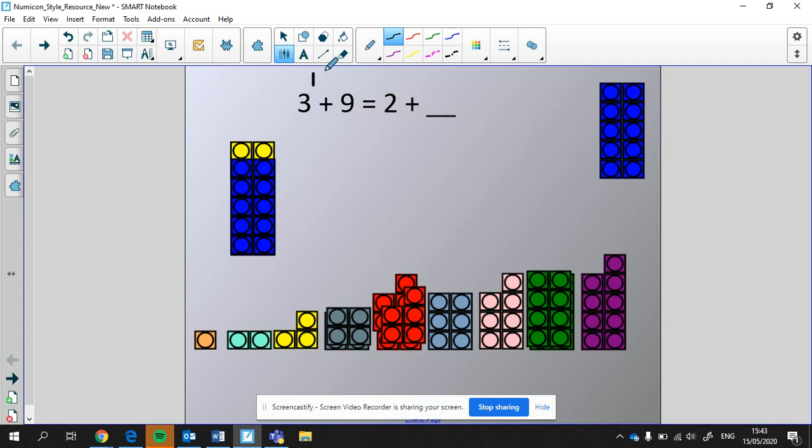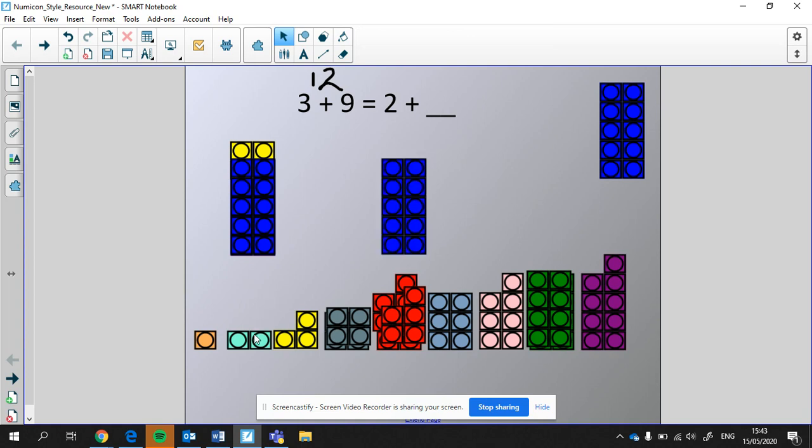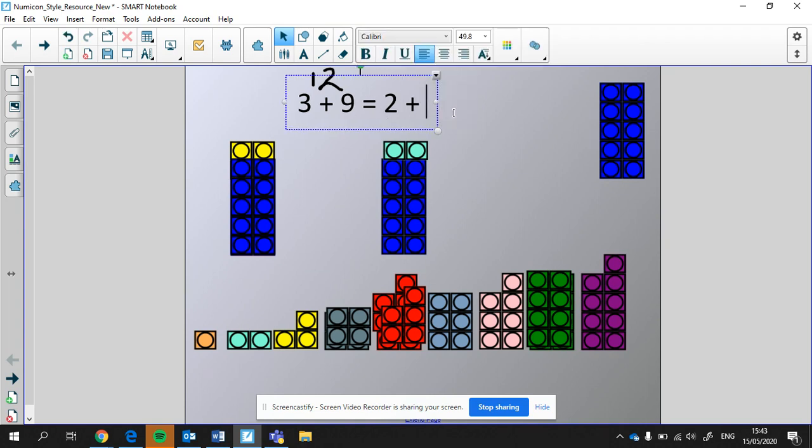I'm going to write that at the top. We need to make the other side be worth the same. So that's quite easy now. So 3 and 9 was 12, and it's 10 plus 2. That would be 12.